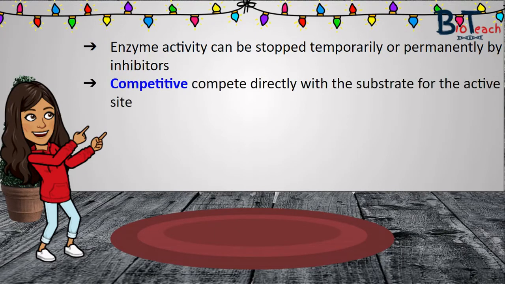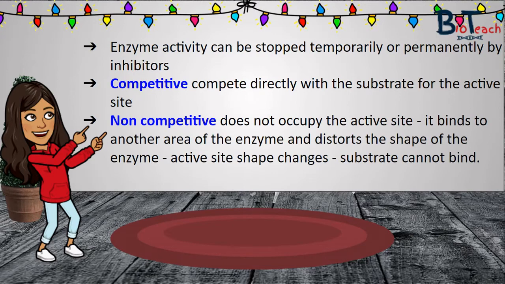There are two types of enzyme inhibition. There's competitive inhibition, which competes directly with the substrate for the active site, and there's non-competitive inhibition. This type of inhibitor does not occupy the active site. Instead, it binds to another area of the enzyme and distorts the shape of the active site, and as the shape of the active site changes, it means that the substrate cannot bind.